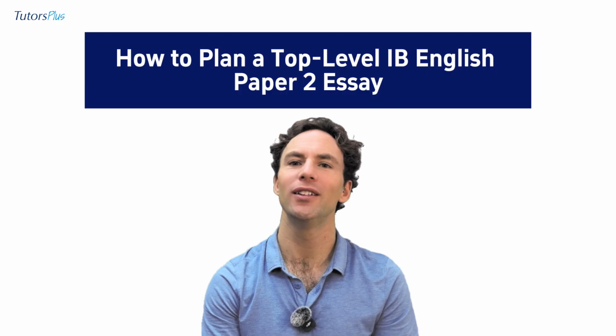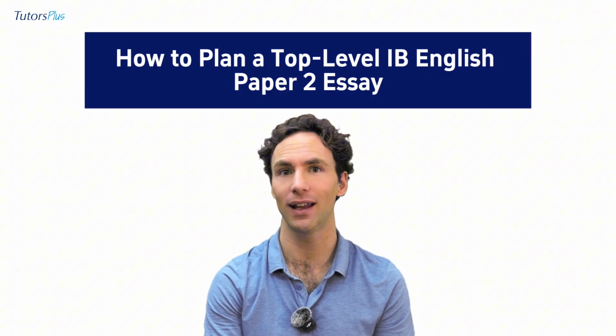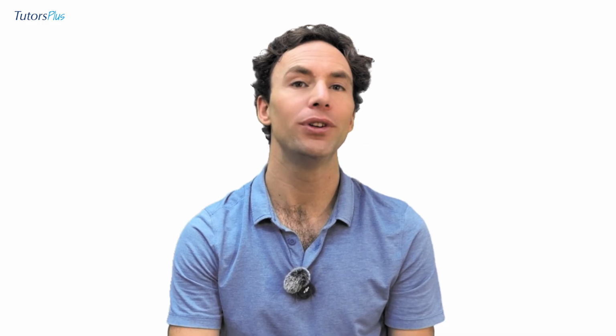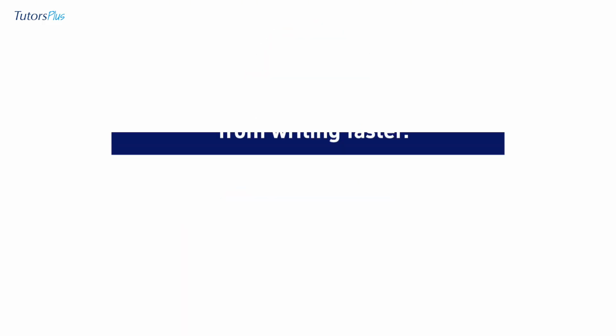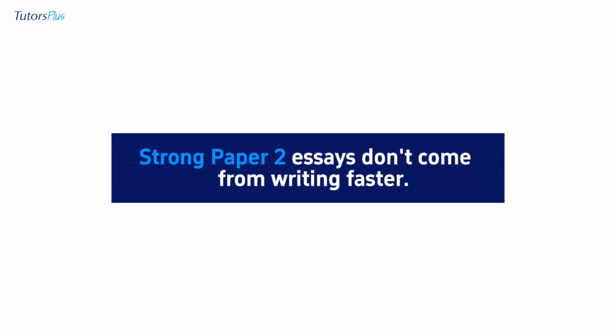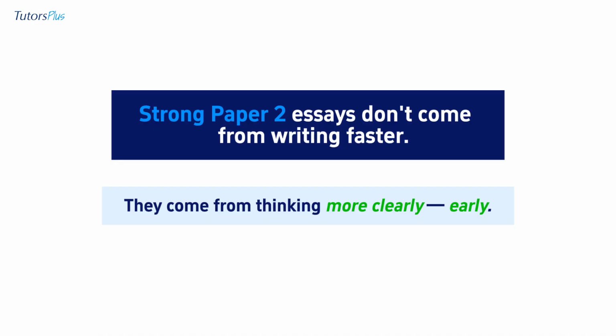In this video, we're going to look at how to plan a top-level IB English Paper 2 essay, and the kind of plan that produces a focused, comparative 7-level response before you even start writing. Because Paper 2 essays don't come from writing faster. They come from thinking more clearly, early.